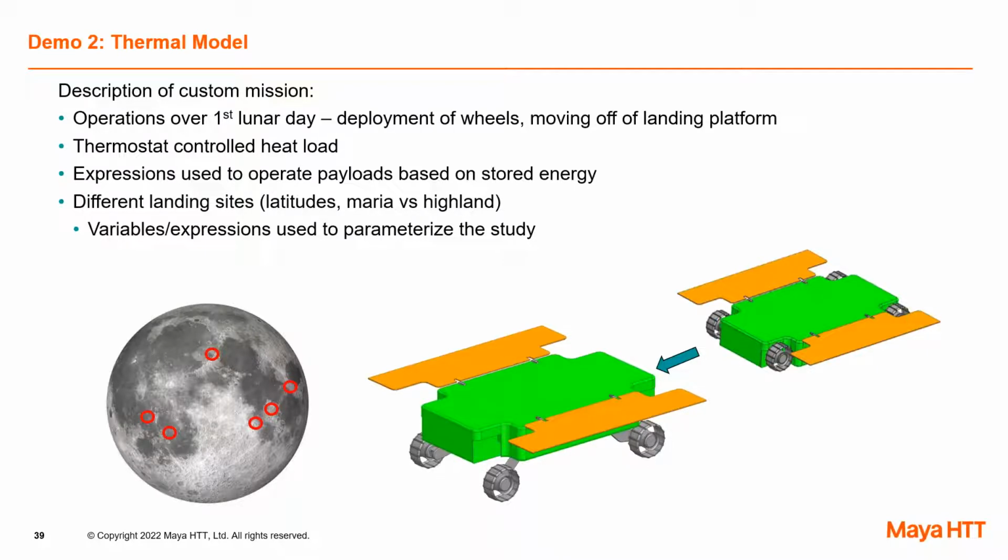The analysis will take into consideration operations over the first lunar day, including the deployment of wheels and moving off of the landing platform. We will include a thermostat controlled heat load, which will be used to ensure component survival at cold temperature extremes. We will also use expressions to operate onboard electronics based on the total amount of energy absorbed by the panel. We can also consider various landing sites by tweaking our solar heating boundary conditions.